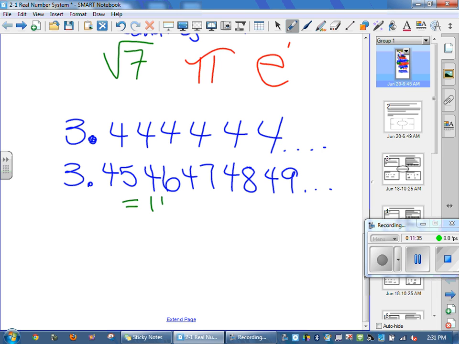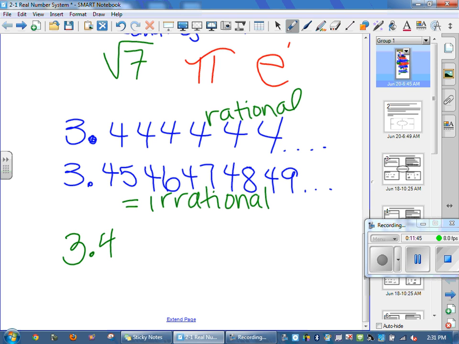Okay? This one is rational. If you had another number that went like this, 3.456, 456, 456, and so on, that is rational because the 456 repeats. The difference with that one is even if it's just one number changing, that number messes up your pattern.